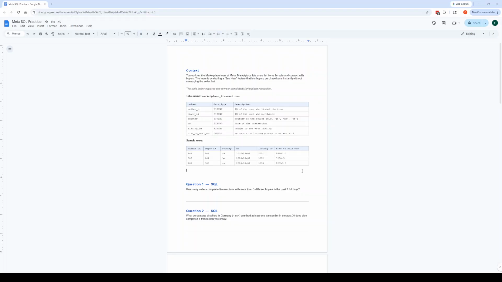So for those of you who are interviewing for product data roles at tech companies, or especially if you're interviewing for the data scientist role at Meta, hopefully this will help you out.